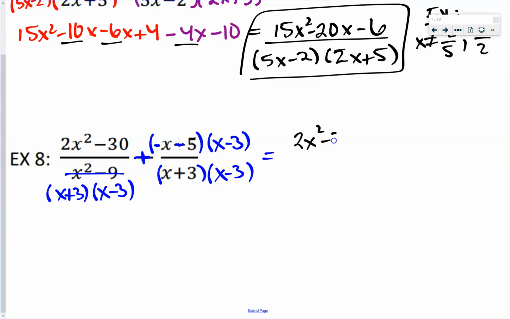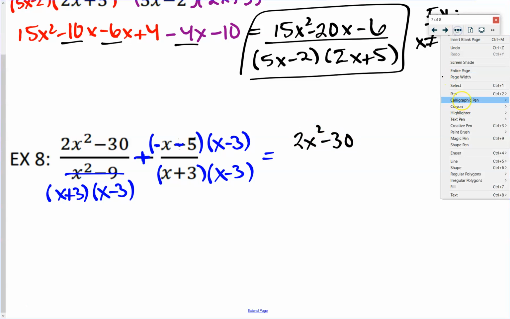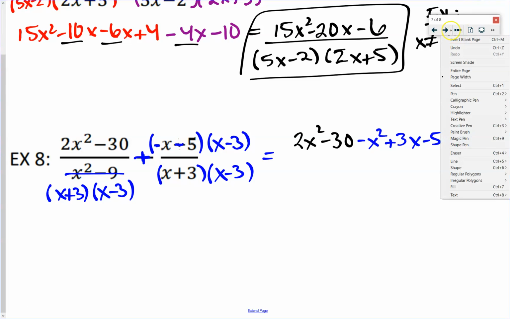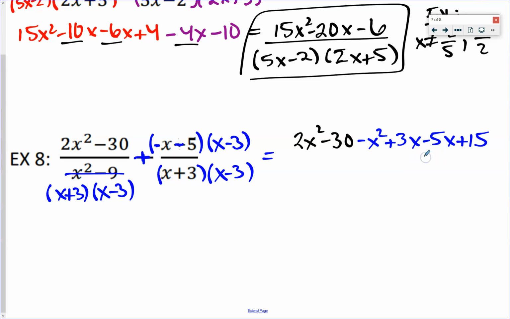Looks like 2 minus 1 is going to give me an x squared. Then I have 3x minus 5x, which gives me negative 2x. And then negative 30 plus 15 gives me negative 15. Now let's bring my denominator in.